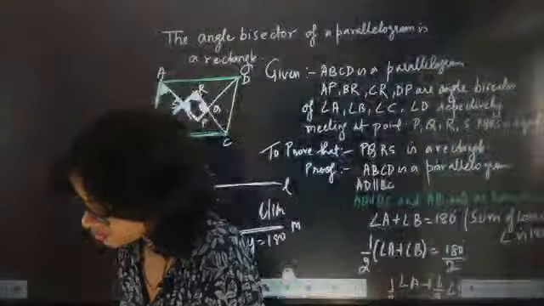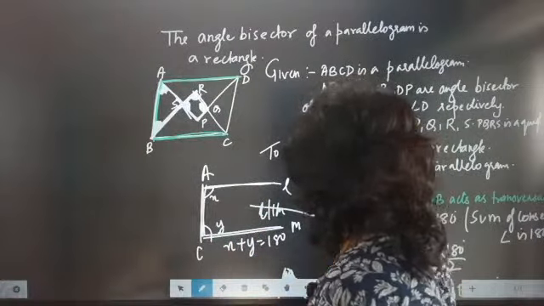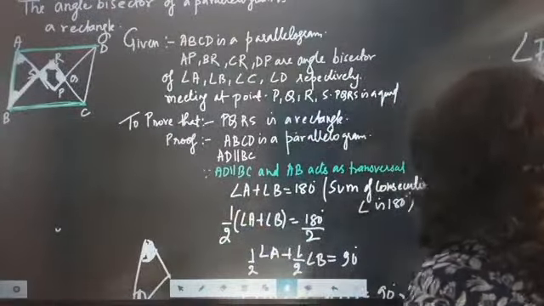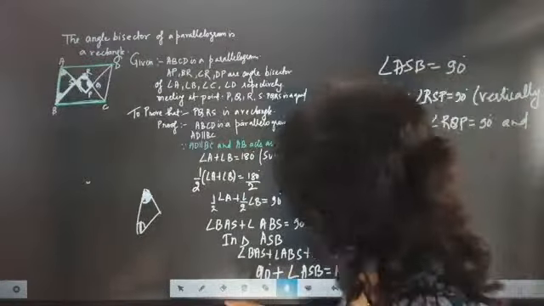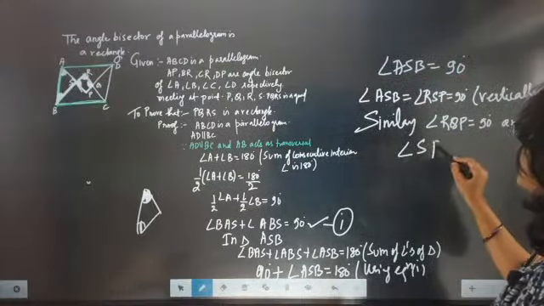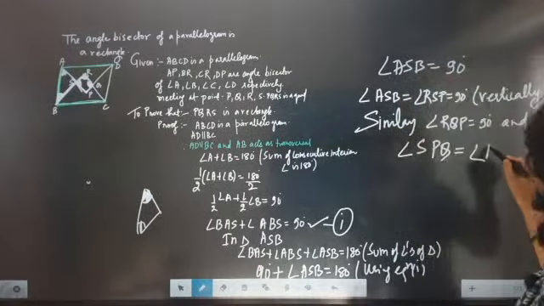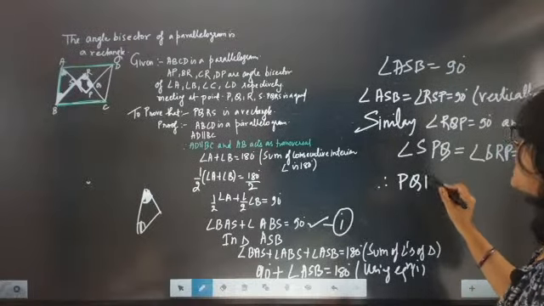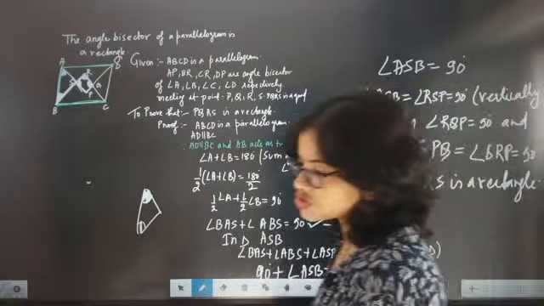Similarly, we are not going to waste our time. We are going to write about the other two and say that they will also become 90 degrees. That is angle SPQ equal to angle SRP equal to 90 degrees. Therefore, PQRS is a rectangle. This is the shortest proof.